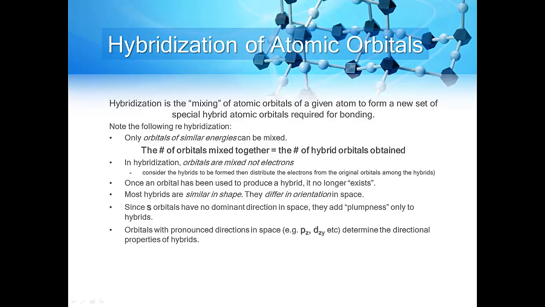Once an orbital has been used to produce a hybrid, it no longer exists, so we just use the hybrid orbital. Most hybrids are similar in shape. They differ in orientation in space, though, to the orbitals that they were made from. Since s orbitals have no dominant direction in space, they just add to the plumpness of the hybrids. Orbitals with pronounced direction in space determine the directional property of the hybrids.